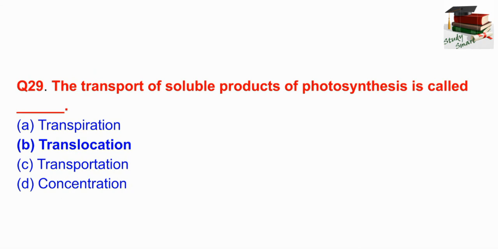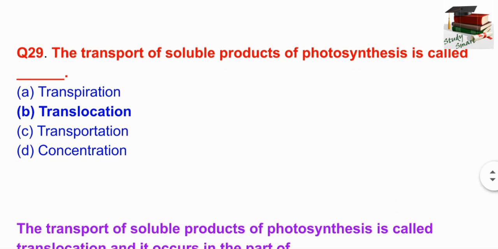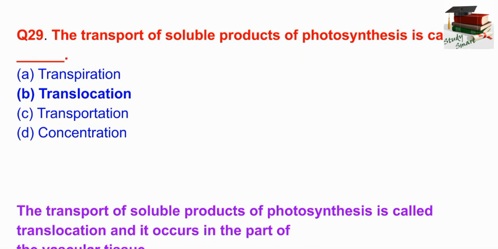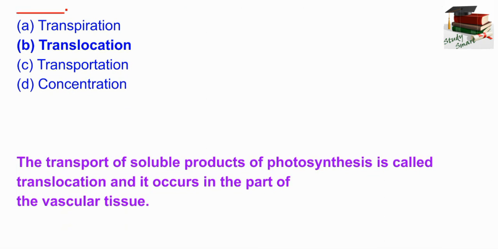Next question. The transport of soluble product of photosynthesis is called option A, transpiration. Option B, translocation. Option C, transportation. Option D, concentration. So right answer translocation. The transport of soluble product of photosynthesis is called translocation and it occurs in the vascular tissue.